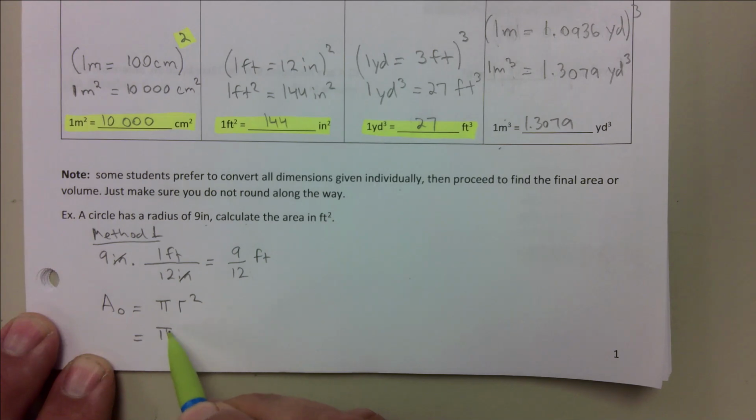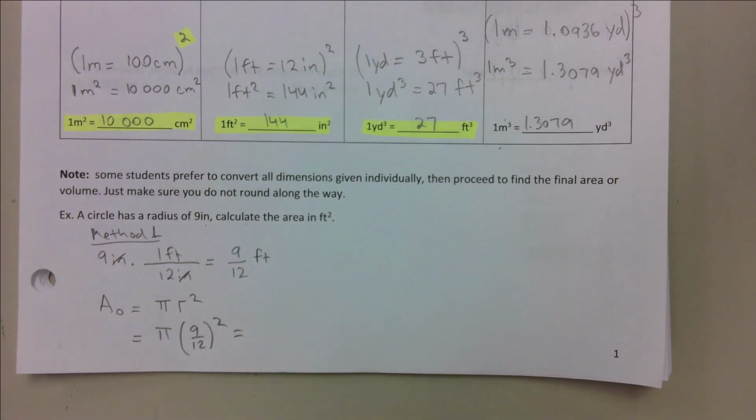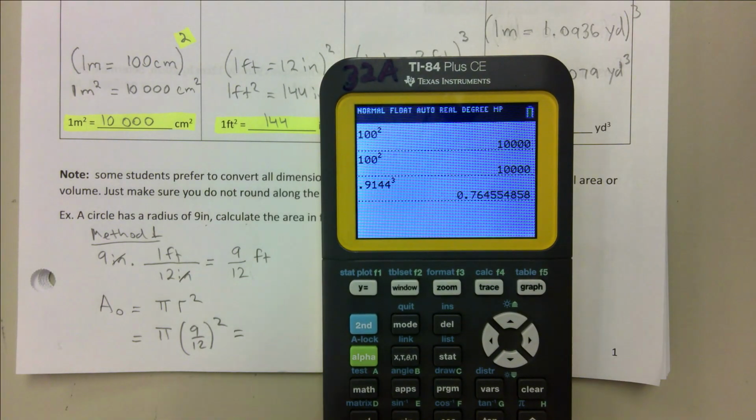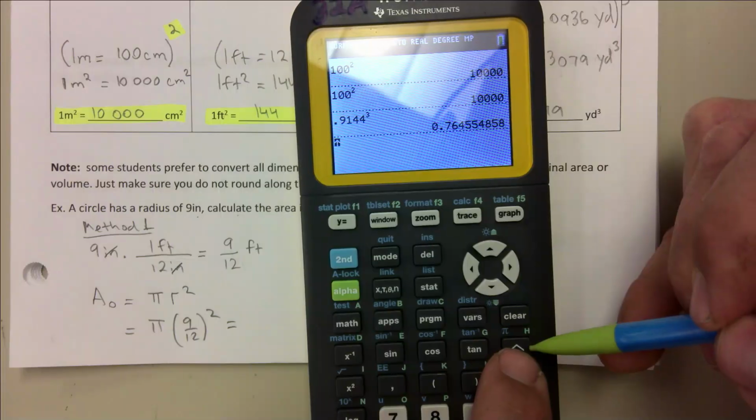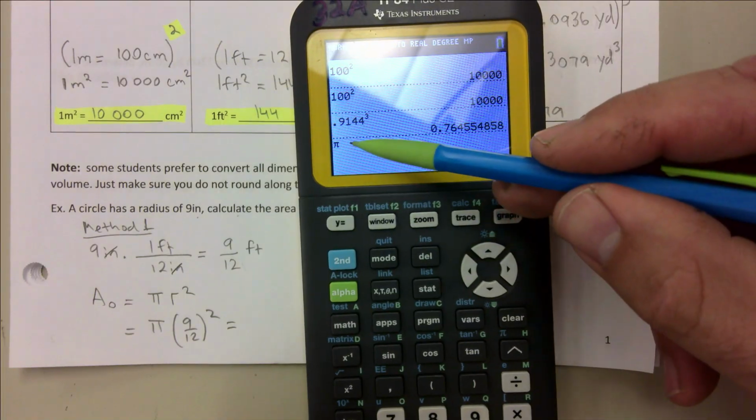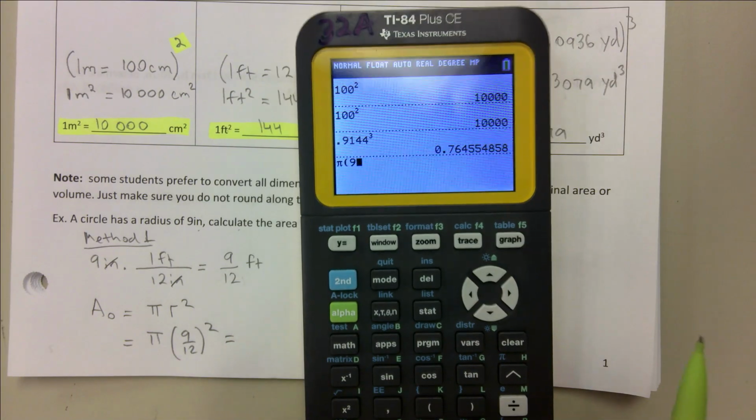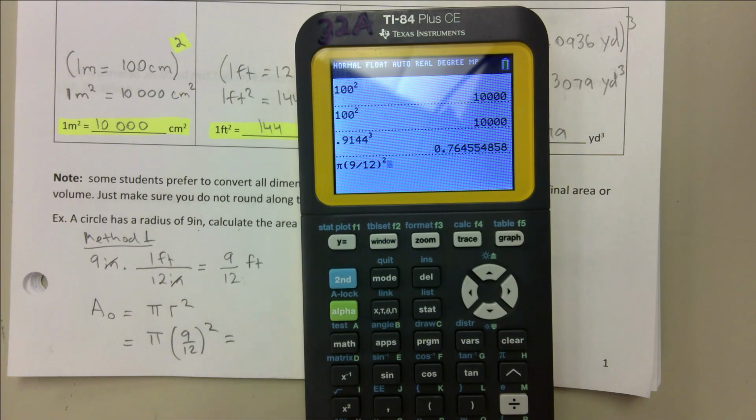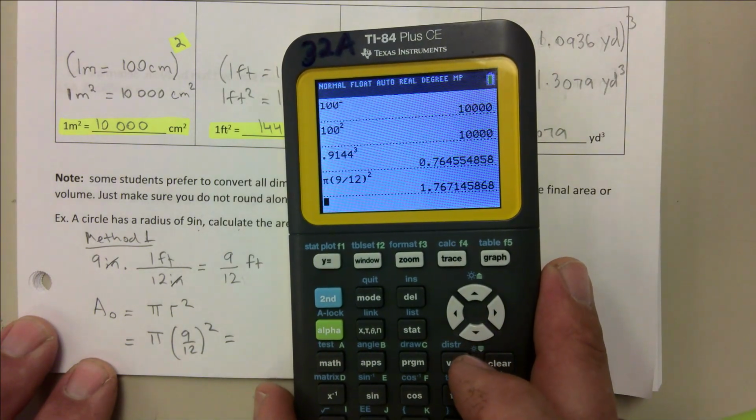So that's pi times (9 over 12) squared. Let's figure out what that is. On this calculator, pi is found by going second, and then the hat button to call pi. Tomorrow you'll have a chance to practice that. And then I use brackets, times 9 over 12, close the bracket, and I will just square it. And there you go. It's 1.77 if you round it to 2 decimals.